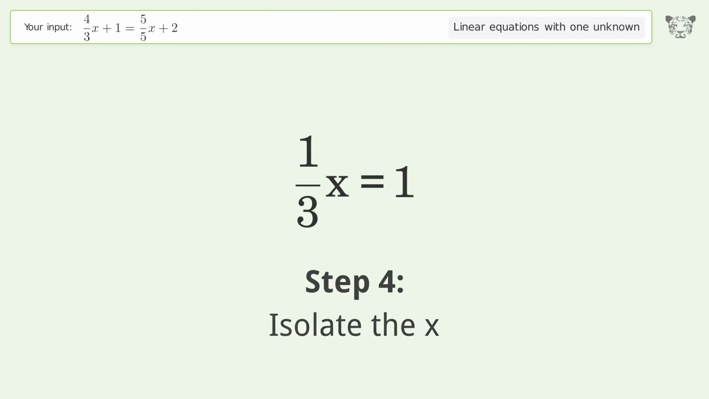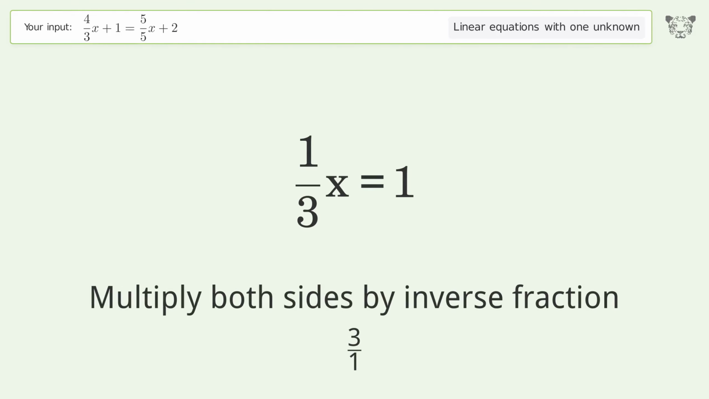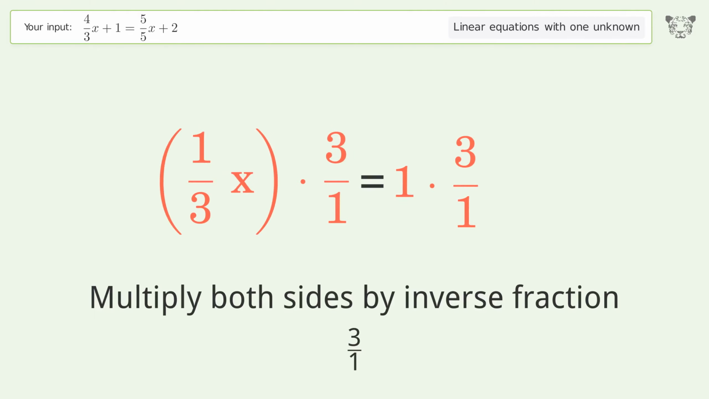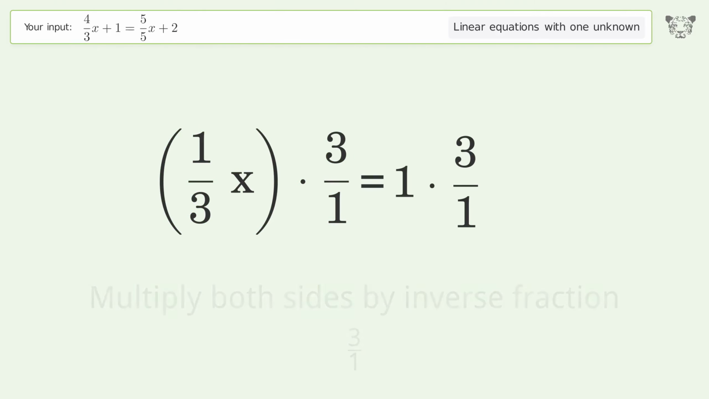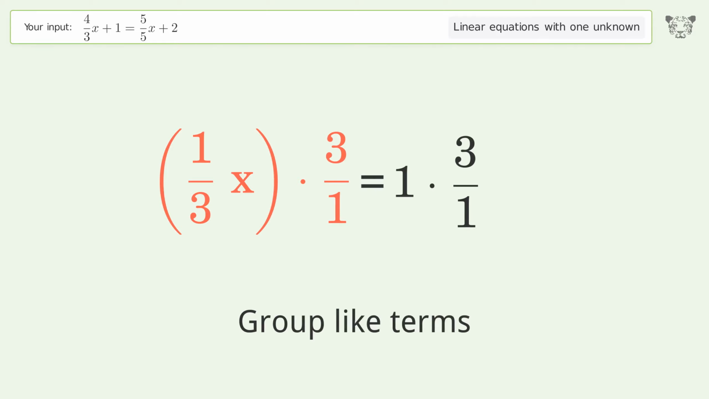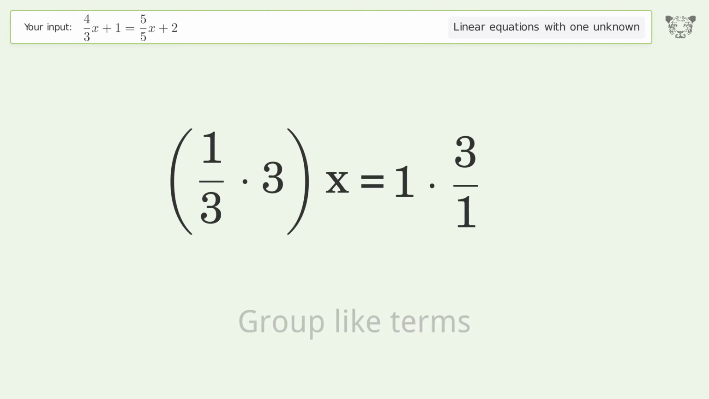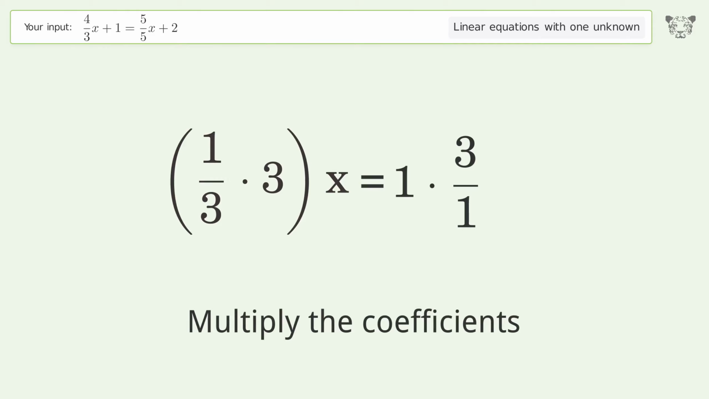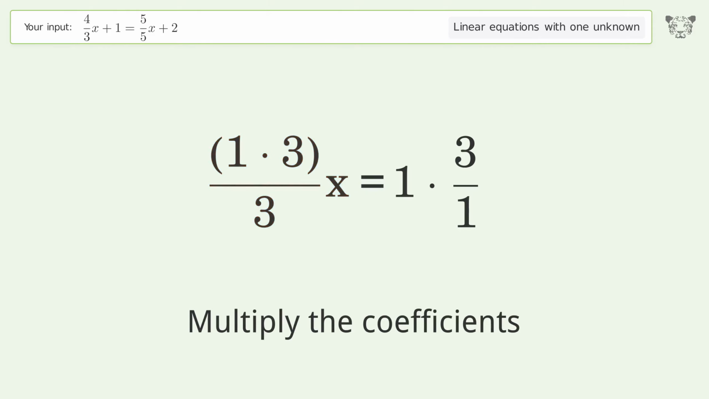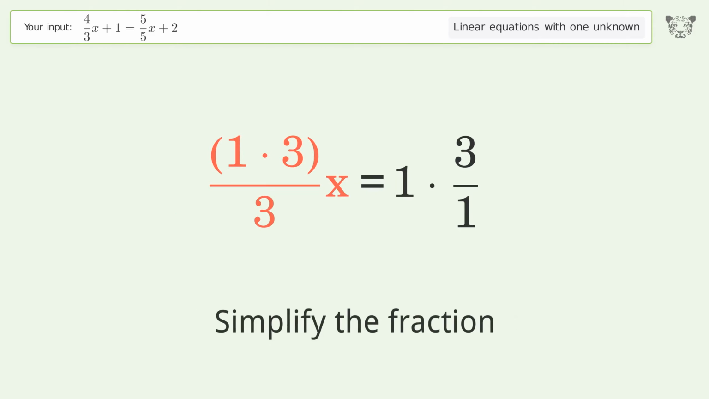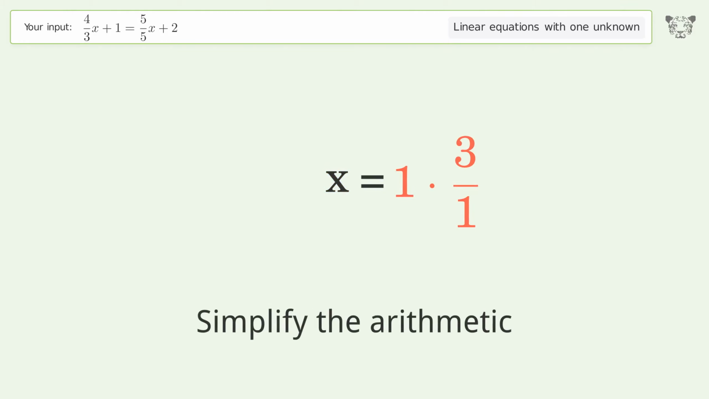Isolate the x. Multiply both sides by inverse fraction 3/1. Group like terms. Multiply the coefficients. Simplify the fraction. Simplify the arithmetic.